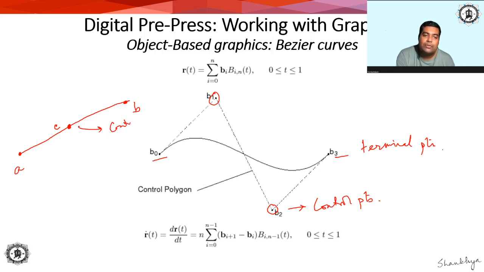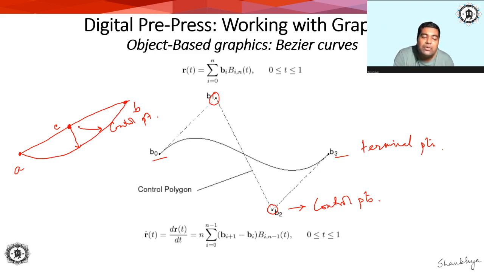Now why is it a control point? Let us try to analyze it. What will happen to the shape of this straight line if from this control point I pull this control point downwards? What will happen to the shape? The straight line will no longer be a straight line. It will become something like this, a concave type of a curve.